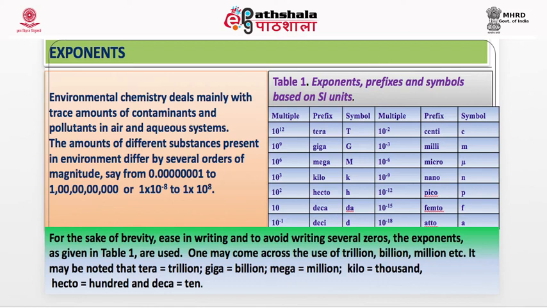Now the smaller units are on this side. 10 to the power minus 2 is centi, 10 to the power minus 3 is milli, 10 to the power minus 6 is micro, the symbol is mu, 10 to the power minus 9 is nano, the symbol is n. 10 to the power minus 12 is pico, the symbol is P. 10 to the power minus 15 is femto, the symbol is F. And 10 to the power minus 18 is atto, A. Normally, in environmental chemistry, we need symbols up to this point only.